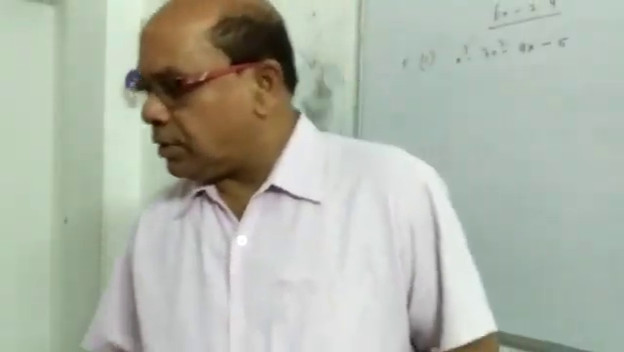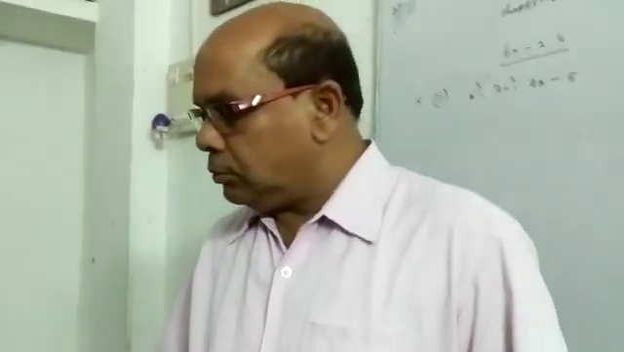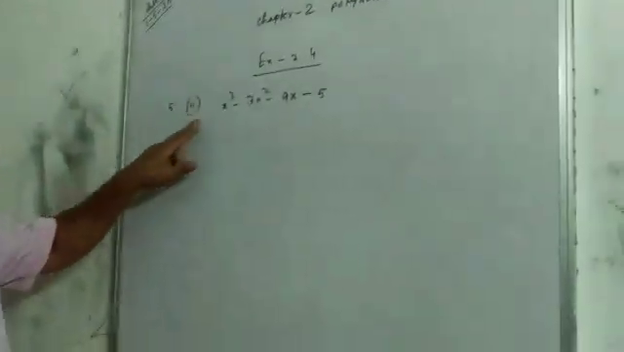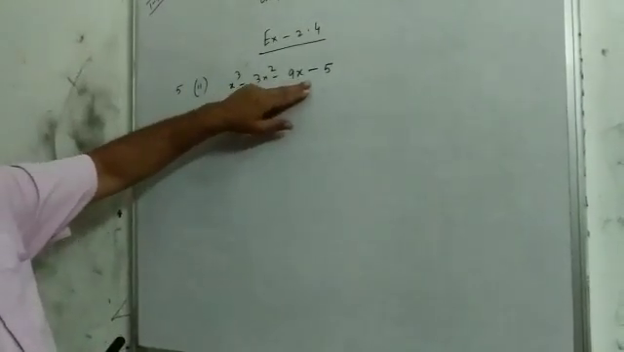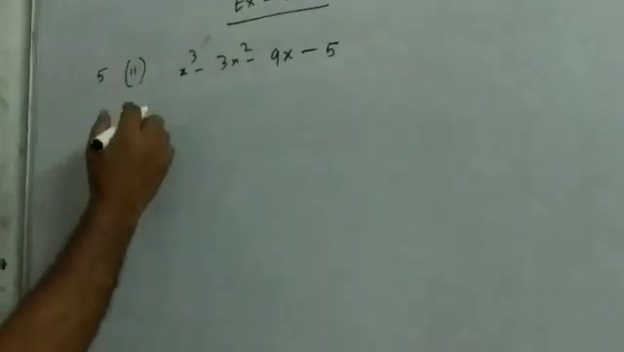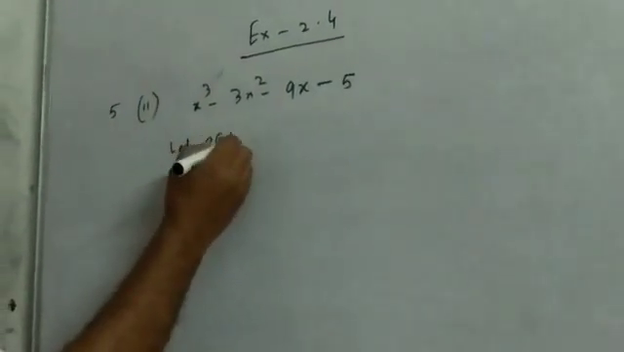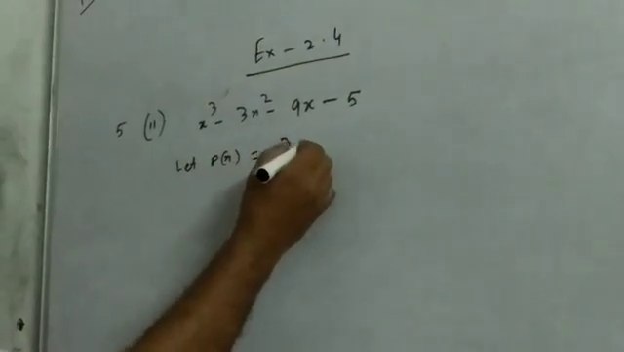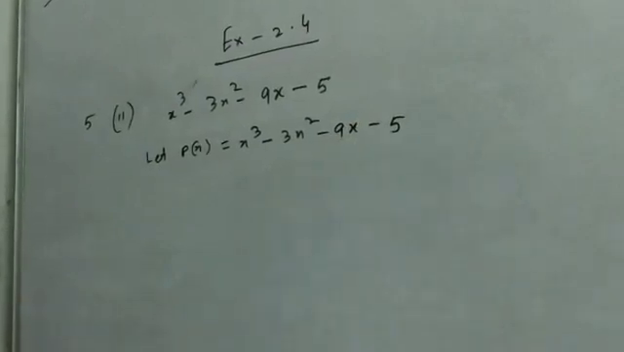So, okay, students, number 1 finished. Then start number 2. So, it is number 2. Factorize x cube minus 3x square minus 9x minus 5. So, same math, same process also. We suppose let P(x) is equal to x cube minus 3x square minus 9x minus 5.